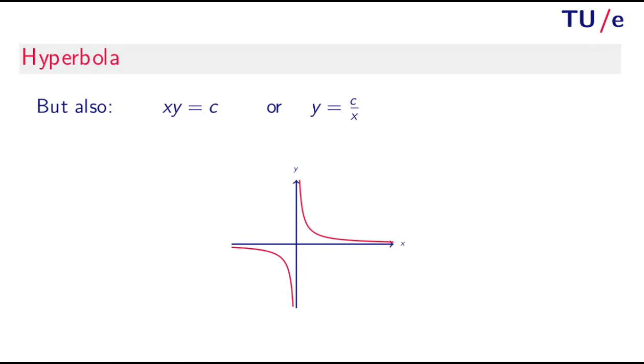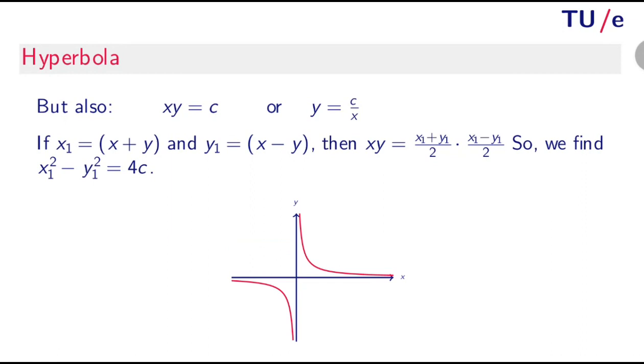But actually, this kind of equation does not really differ from the one that we saw on the previous slide. Indeed, if we take x1 to be x + y and y1 to be x - y, then xy is equal to (x1 + y1)/2 times (x1 - y1)/2. So we find that x1^2 - y1^2 = 4c. And we have an equation of the form of the previous slide. It's just a change of coordinates.